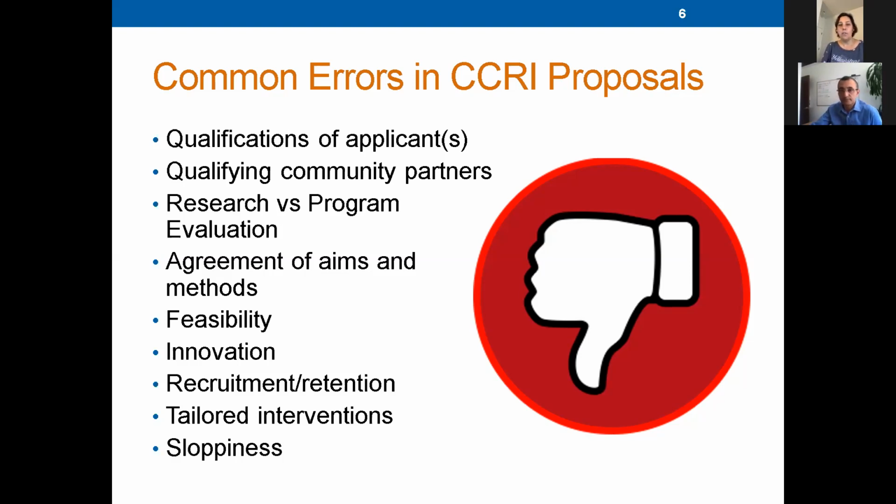Okay, another area where sometimes the applications fall flat is around feasibility. So we know we're asking a lot for $10,000 or $20,000. And again, sometimes because the aims are so broad and the methods are not well described, we question whether or not the project is even going to be able to be completed. So I don't think any of us believe that you're going to be able to do a randomized controlled trial of 150 people with $10,000.